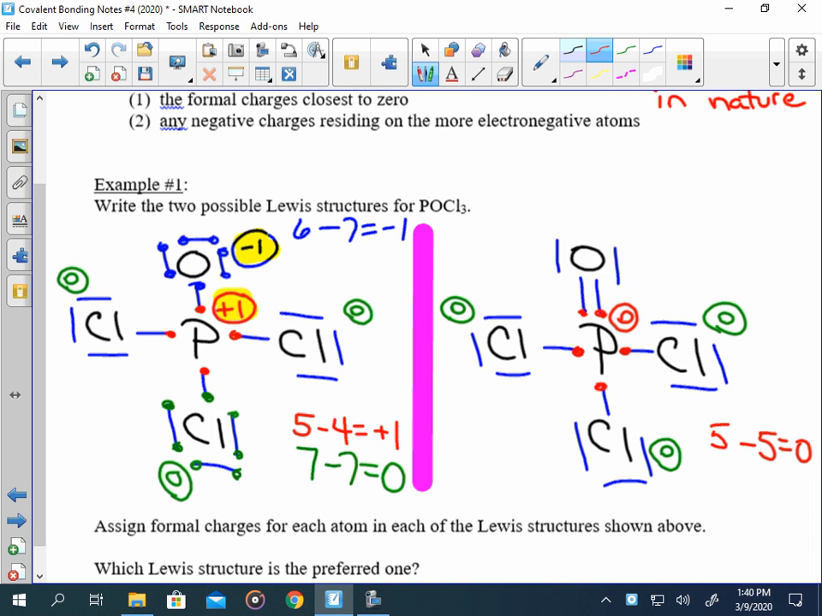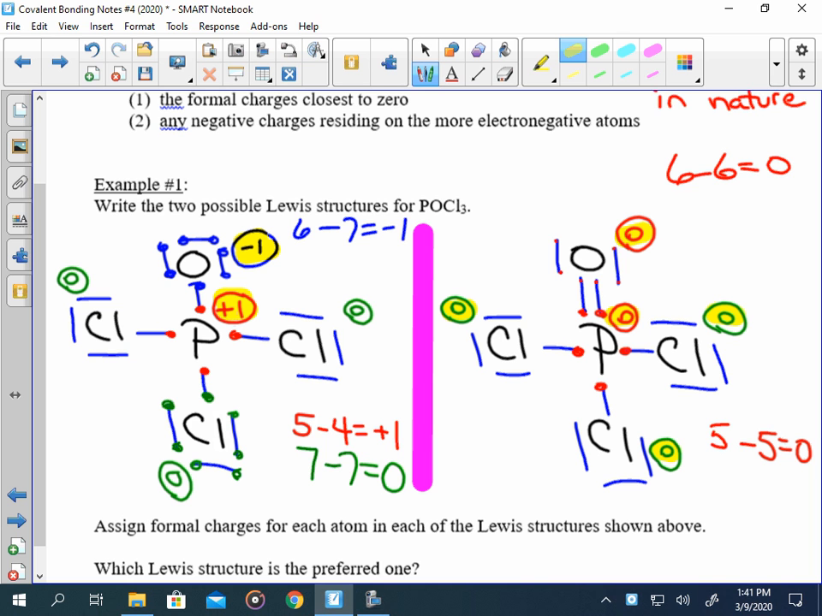Let's look at the oxygen. Oxygen should have 6. It has 1, 2, 3, 4, 5, 6. We have a winner because 0, 0, 0, 0, 0. The one on the right is the better Lewis structure. Nature does what we have on the right.